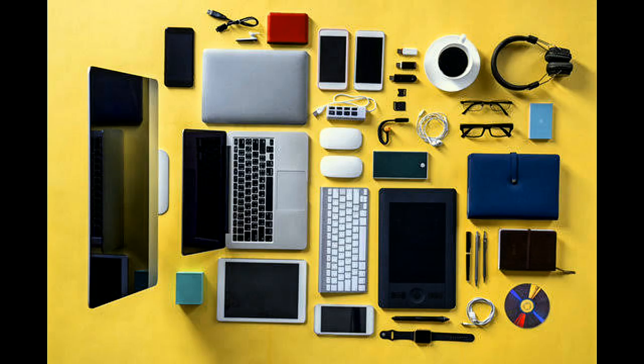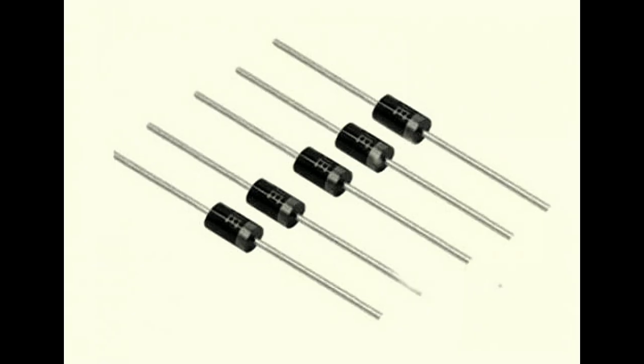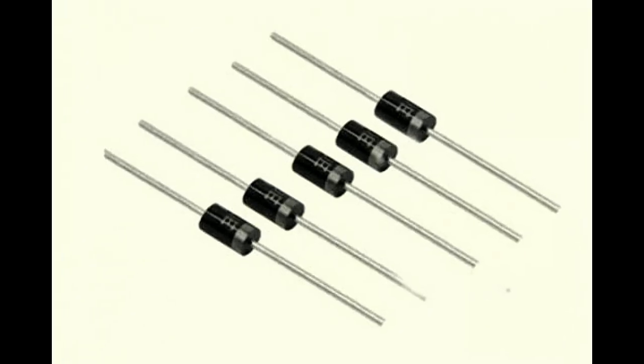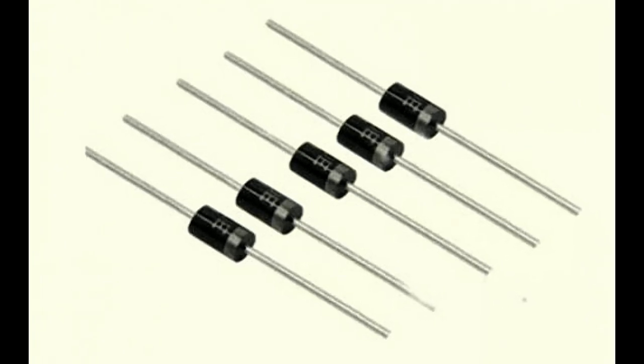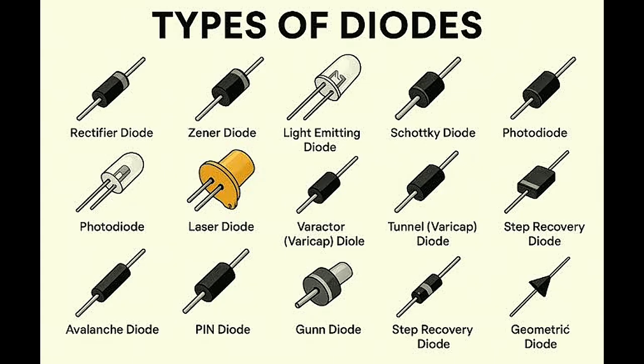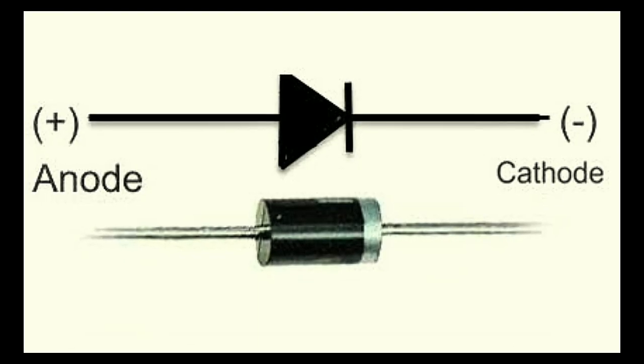Modern electronics, like computers and smartphones, are packed with billions of transistors. Diodes. They allow current to flow in one direction only. They're like one-way gates. Special types like LEDs emit light, and Zener diodes help regulate voltage.